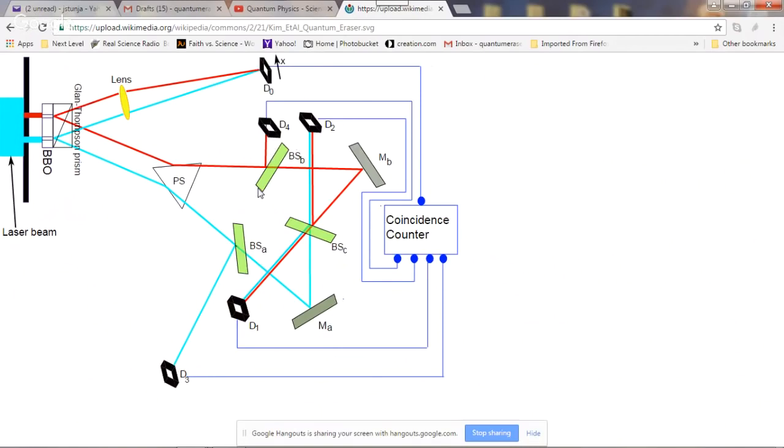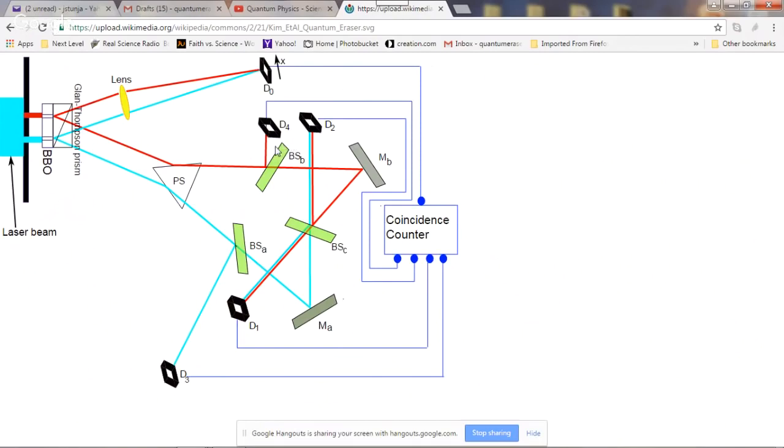These green things are half silvered mirrors, BSA, BSB, and BSC. The MBs are full silvered mirrors. They only reflect, whereas these half silvered mirrors, there's a 50-50 chance of the photon transmitting through or being reflected off. That's important to understand. So let's take a path. One photon is fired at a time. The signal photon goes to D0. The idler follows the red path.